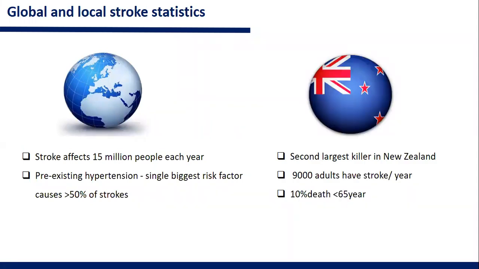Now, if you talk about New Zealand, it is the second largest cause of death. 9,000 adults die every year from the stroke. From these 9,000 people, generally 10% of the deaths occur in those under 65 years of age.